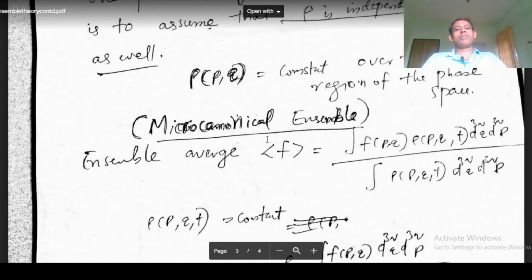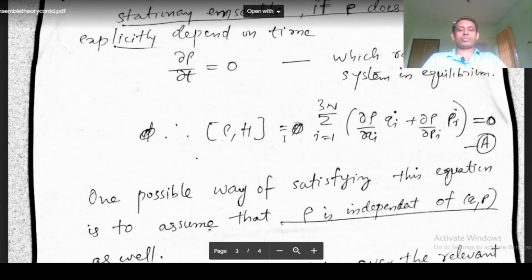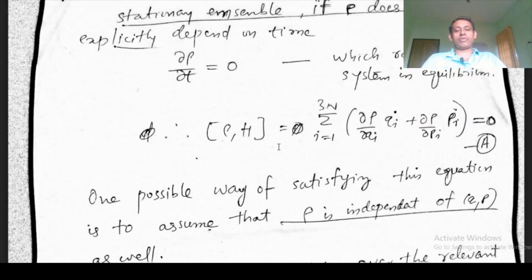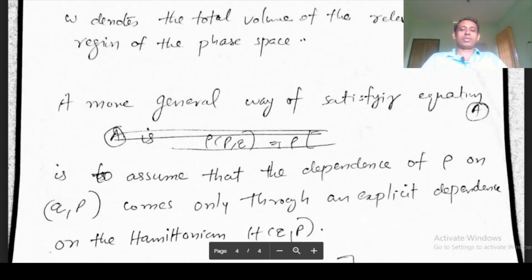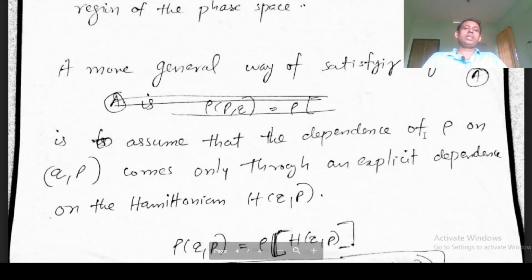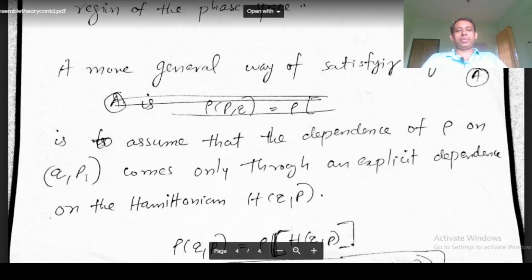Now there is another way of satisfying this relation, that is the Poisson bracket of rho and h equal to 0. It can be satisfied in another way. Rho is not independent of Q and P, but depends on Q and P only through an explicit dependence on the Hamiltonian. So rho does not directly depend on Q and P. Its dependence comes through the Hamiltonian.